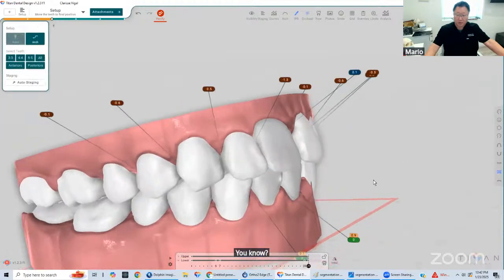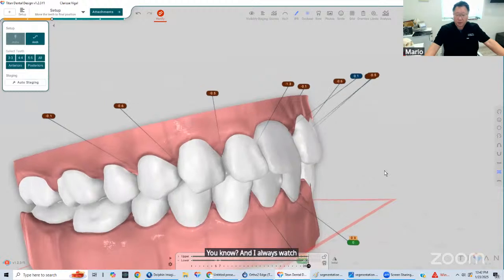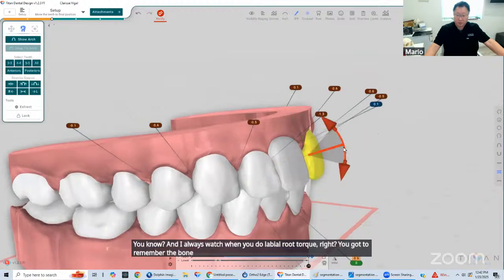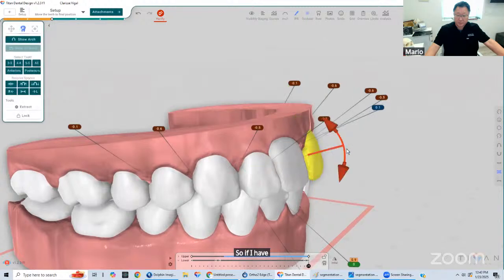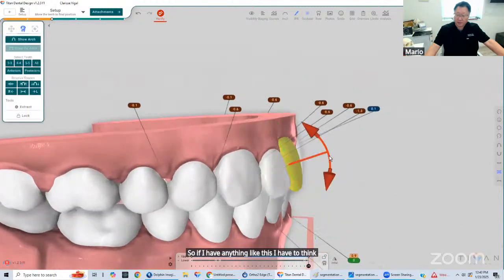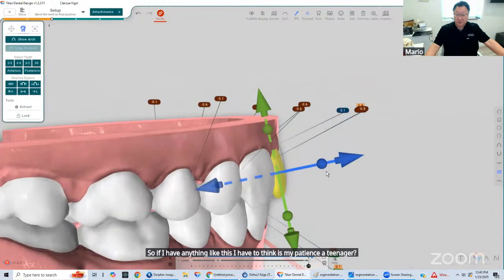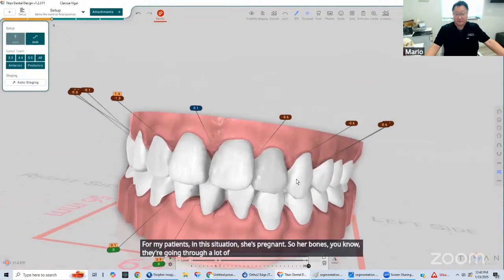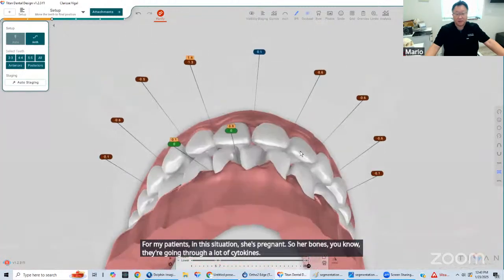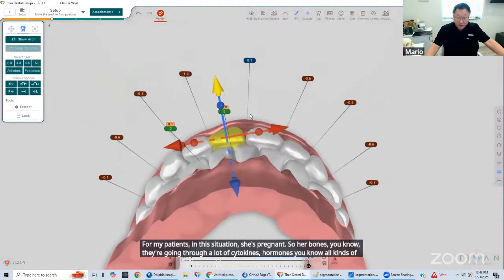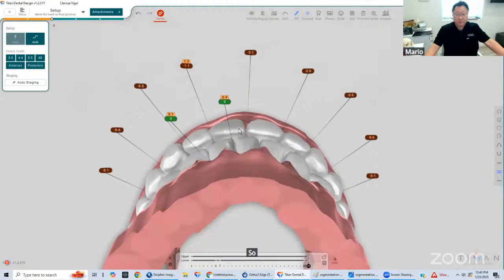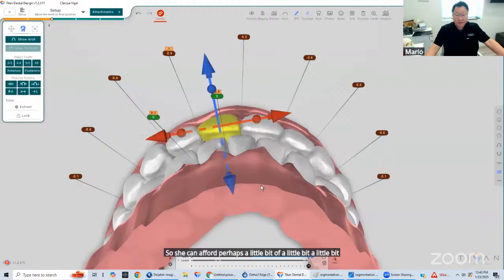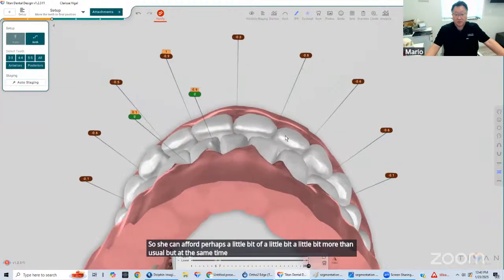And I always watch, because when you do labial root torque, you have to remember the bone. Very important. So if I have anything like this, I have to think, is my patient a teenager? Or, in this situation, she's pregnant. So her bones are going through a lot of cytokines, hormones, all kinds of changes, right? So she can afford perhaps a little bit more than usual, but at the same time, slow things down, right?